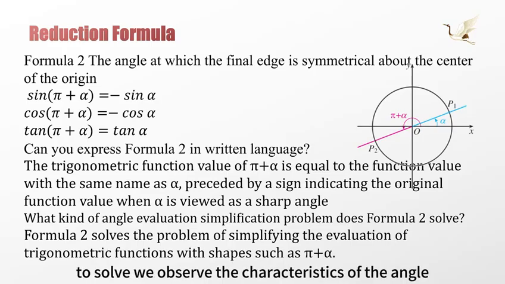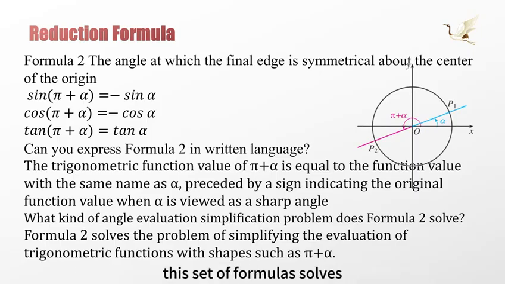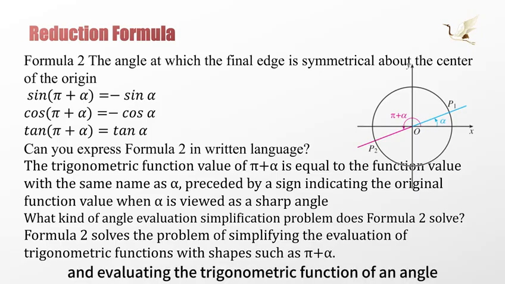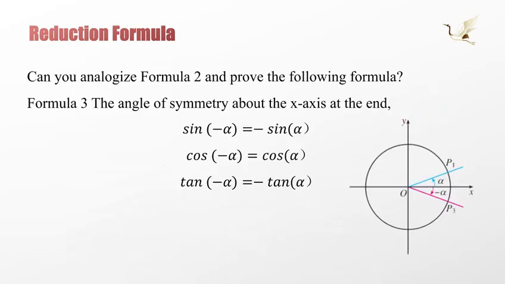The second question is, what angle evaluation and simplification problem does Formula 2 solve? We observe the characteristics of the angle. This set of formulas solves the problem of simplifying and evaluating the trigonometric function of an angle such as π plus alpha.